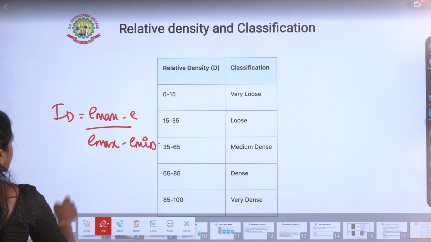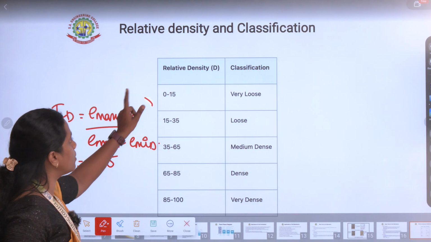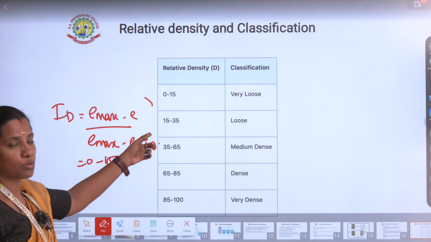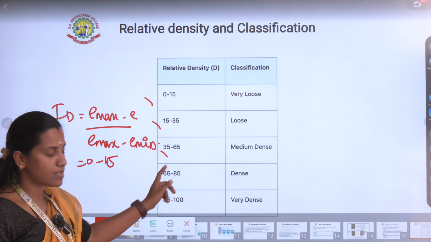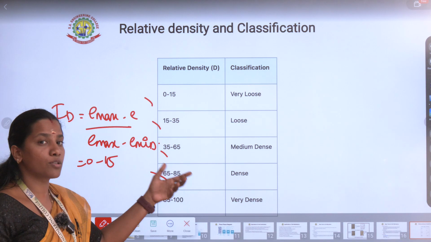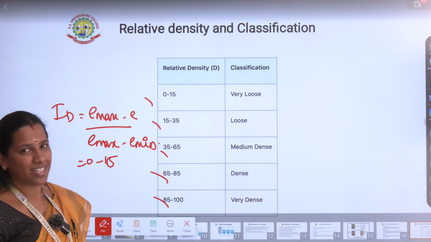Here, if my ID value is between 0 to 15, then it is called very loose soil. If it is 15 to 35, it is called loose soil, and if it is 35 to 65, it is called medium dense, and if it is 65 to 85, then it is called dense soil, and if it is greater than 85, then it is called very dense soil.